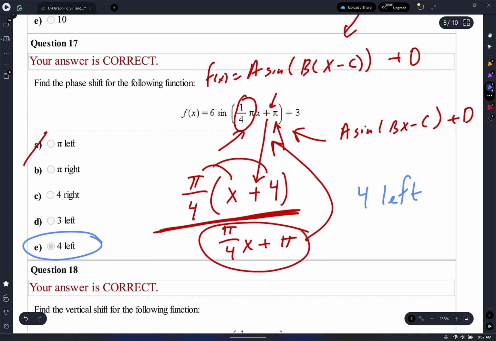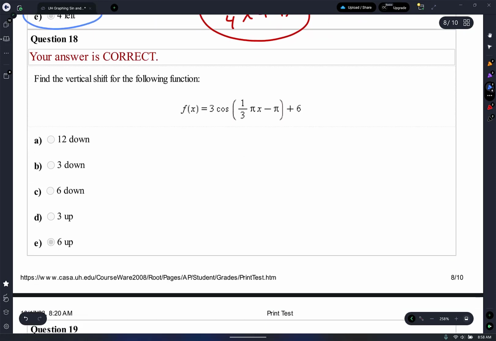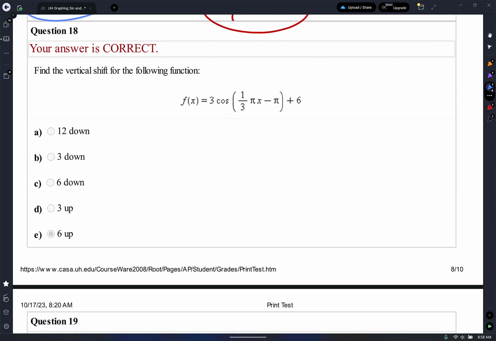Yeah. Okay. The rest are basic. Look, check it out. Question 18. Yeah, you're done. The rest are simple, super simple. Vertical shift. You just look at way over here. What's that vertical shift? 6 up. Done.